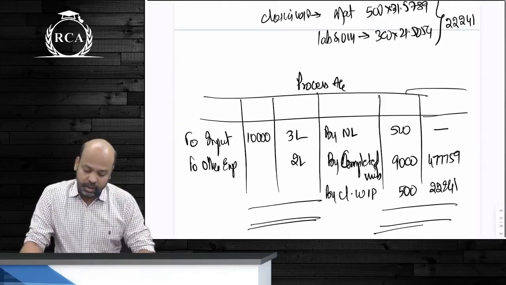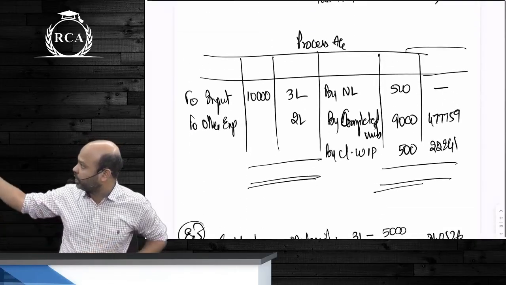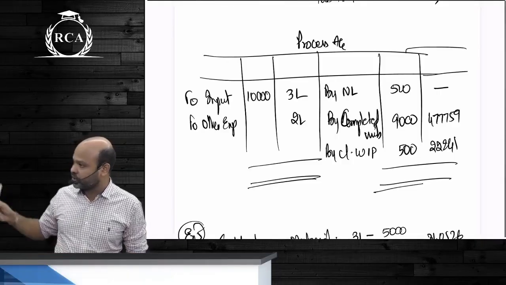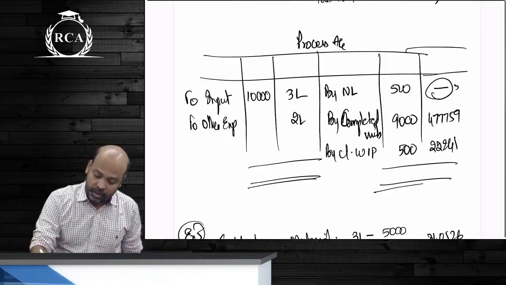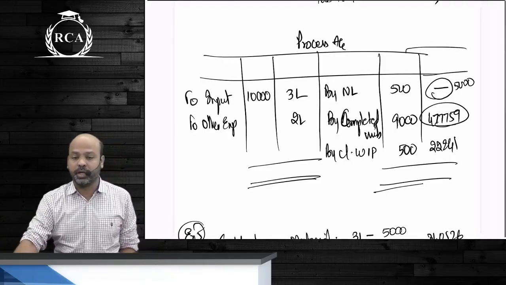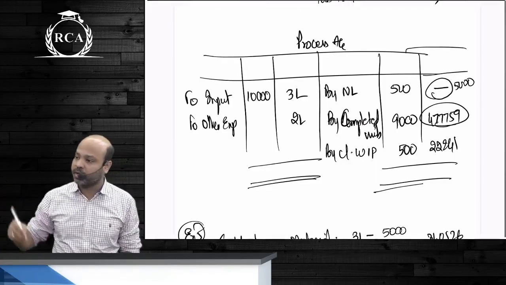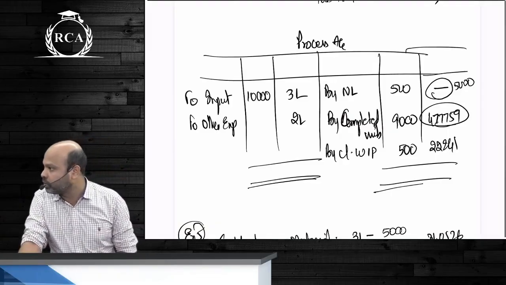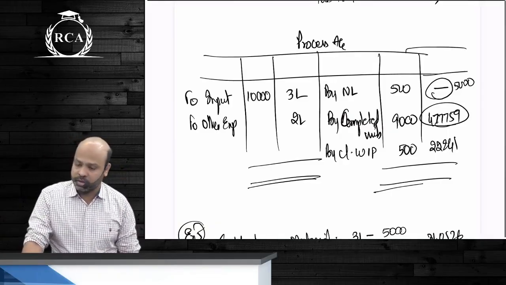The account is the same, except that by normal loss, in place of 500 units, what will you write there? 5,000. The rest of the valuation will change. This will become 5,000 rupees, guys. In place of this you are going to write the value that you computed for completed units, and in place of the next one you are going to write the value of those work in process units. Any doubt in this? Did you all get the answer, guys? Next.